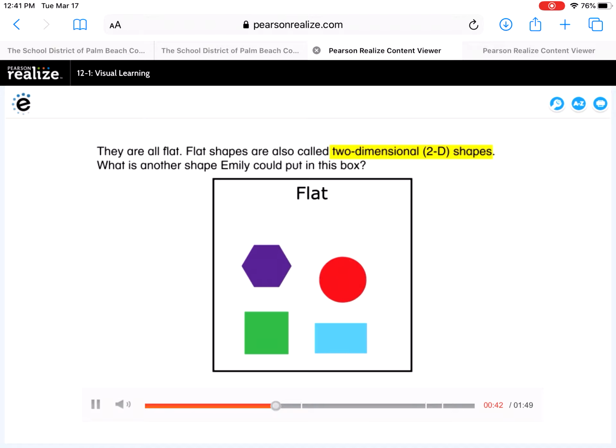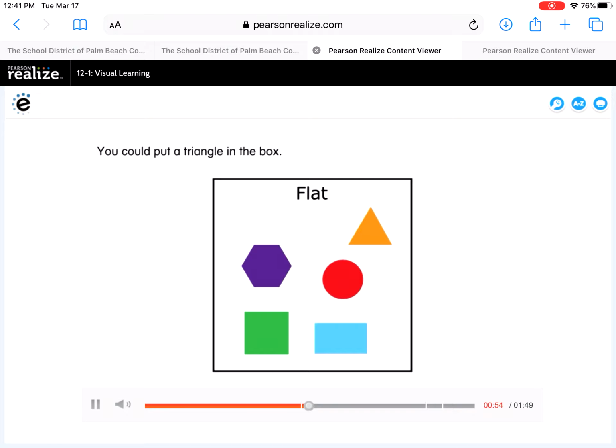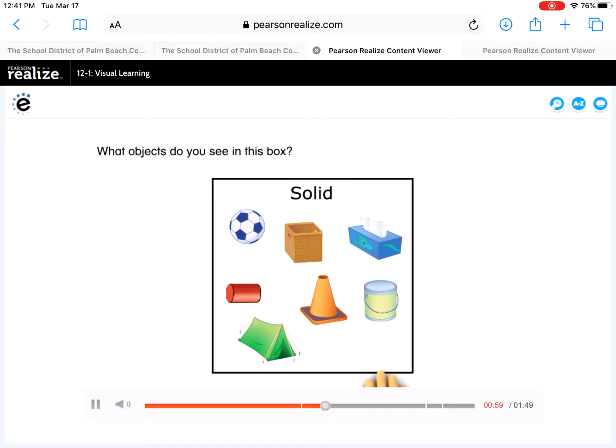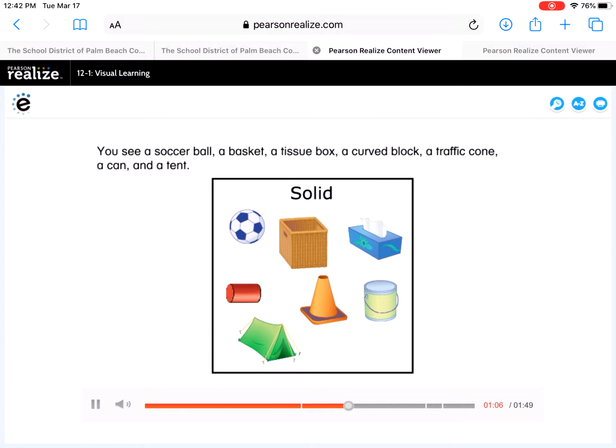In what ways are these shapes the same? They are all flat. Flat shapes are also called two-dimensional shapes. What is another shape Emily could put in this box? You could put a triangle in the box. What objects do you see in this box? You see a soccer ball, a basket, a tissue box, a curved block, a traffic cone, a can, and a tent.